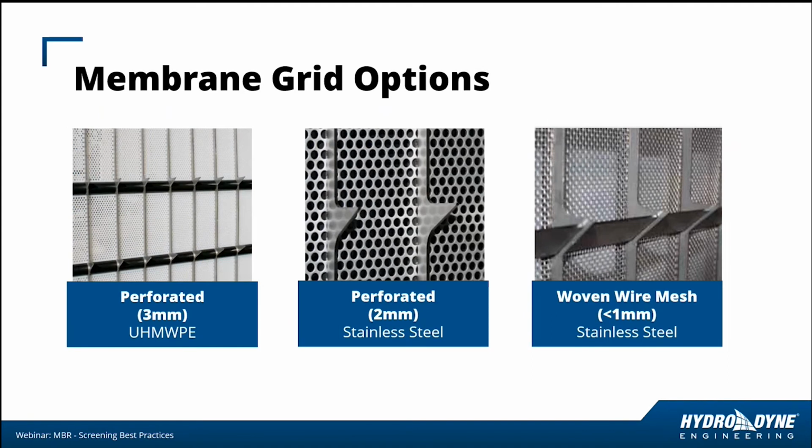Looking at the grid needed to achieve the proper screening, we look at a perforated grid on the left, and this is done in ultra high molecular weight polyethylene, so it's a non-ferrous material. Then in the center, we see a perforated grid to 2 millimeters. That's a very common grid for membrane processes. And this material is stainless steel with holes that are machined into the stainless steel. And then we have a woven wire stainless steel mesh, and that's for very small grids needed in some applications.